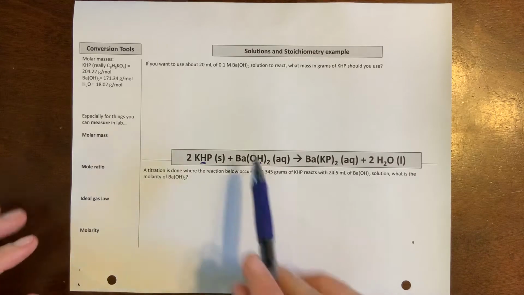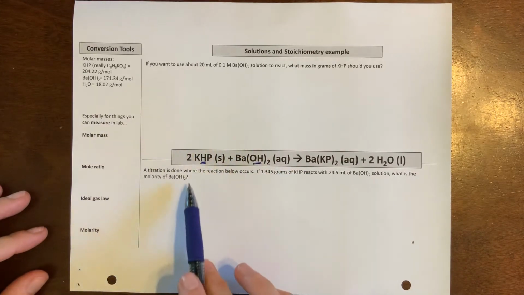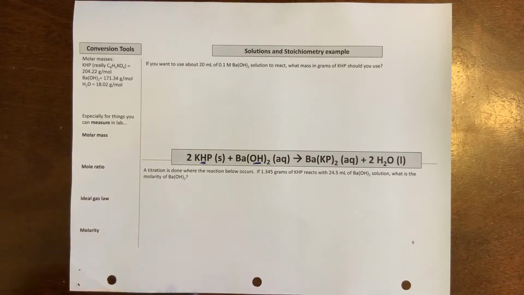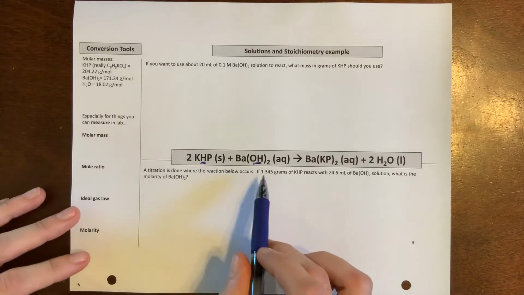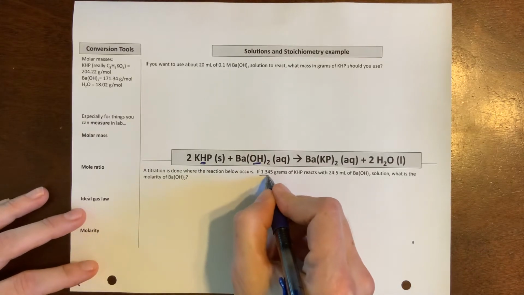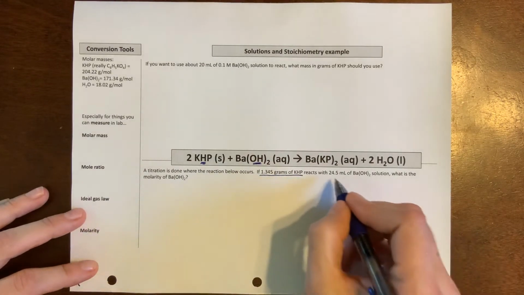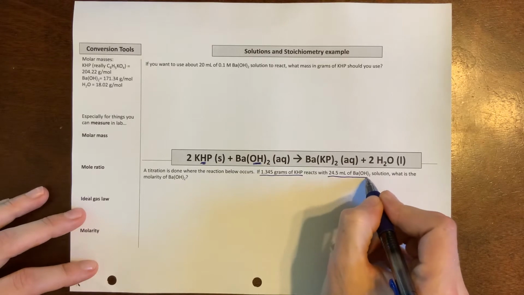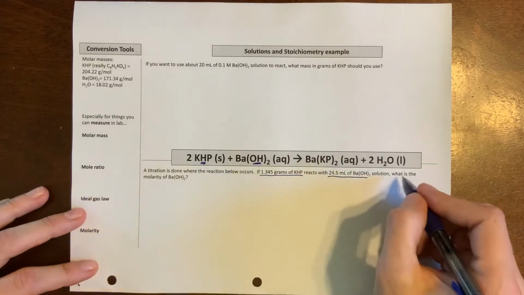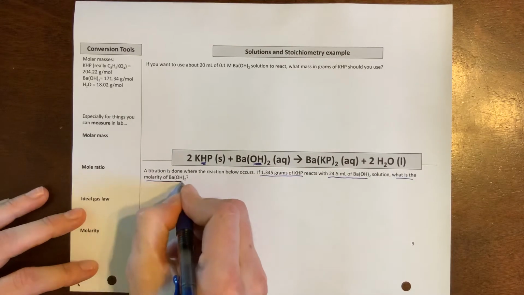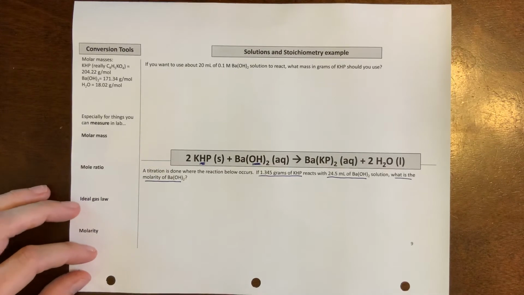All right. I'm going to save this top problem for you to do, and I'm going to do the bottom one. A titration is just where you add two chemicals together. You'll see one in experiment 13 coming up. So let's read through. If 1.345 grams of KHP reacts with 24.5 mL of barium hydroxide, what is the molarity of barium hydroxide? So solutions, right?